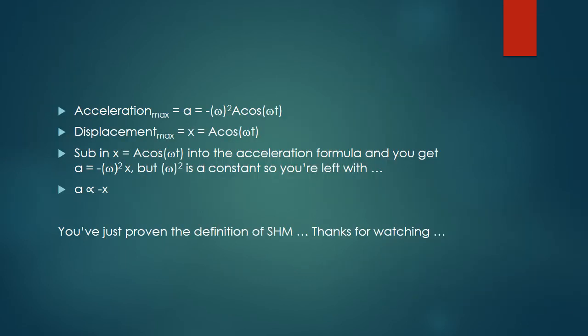Now that we have the acceleration as minus omega squared A cos omega t and displacement as A cos omega t, if we substitute the displacement into the acceleration formula, we get acceleration is equal to minus omega squared displacement. But since omega squared is just a constant, you're left with acceleration is proportional to the negative displacement. You have just proven the definition of SHM.